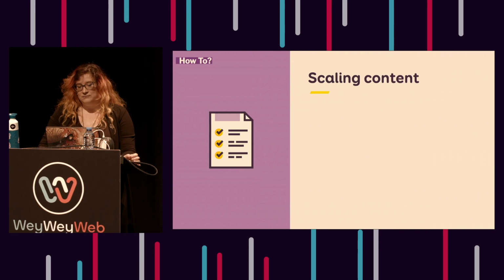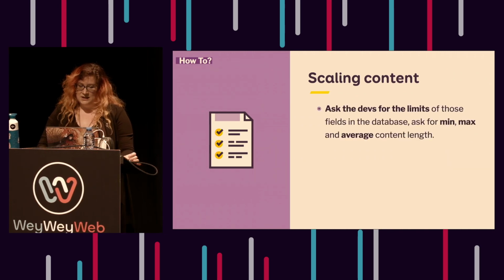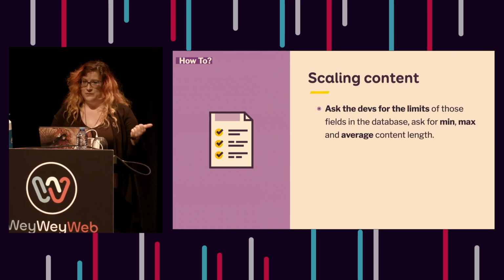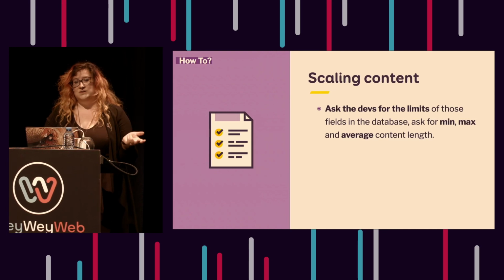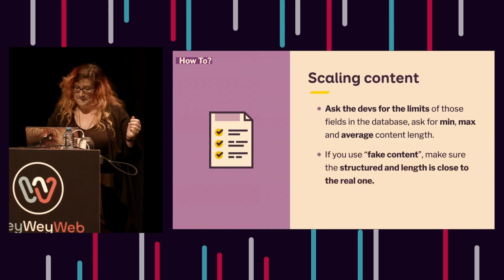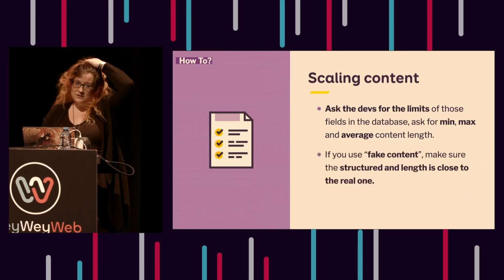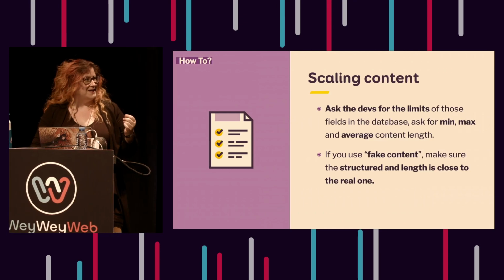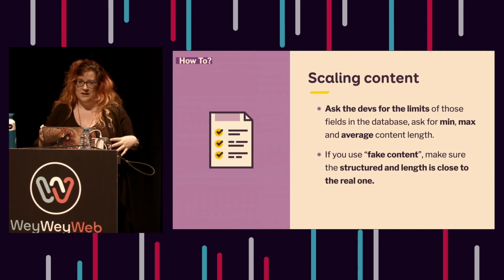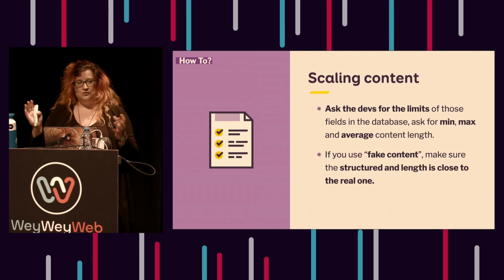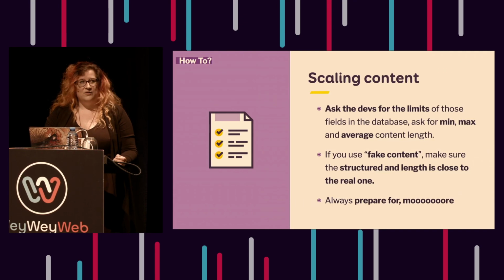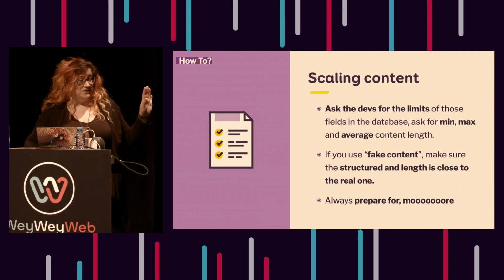So a couple of tips on scaling content. Usually, I ask the developers for the limits of those fields in the database. I'm like, okay, what's the minimum? What's the maximum? What's the average? I try to design for the average, but I try to cover what happens if it becomes very, very big. Then also, we're using fake content because we're not allowed to use real content. But when we're using fake content, we try to make it close to reality, close to the real length for our mockups so that we can stress test a little bit. And then, yeah, always prepare for more content, especially if you have user-generated content.